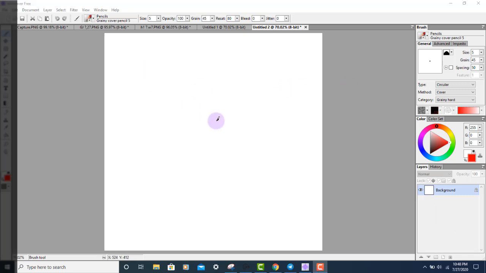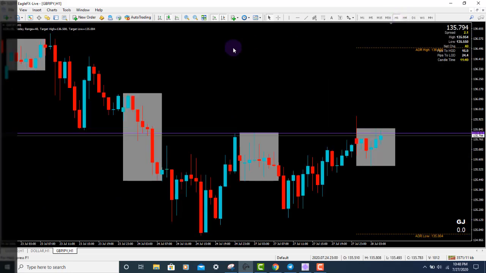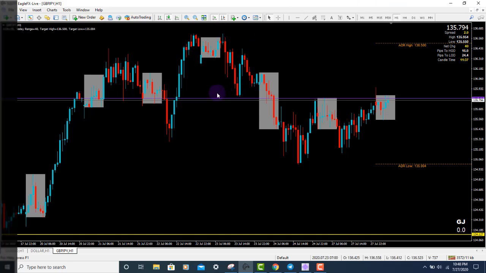So what do I mean by that? You're looking at the chart, you're doing your top-down analysis, you're looking at the daily, the H4, the H1, and a lot of times you get conflicting views. Not everything always lines up in the correct trend.